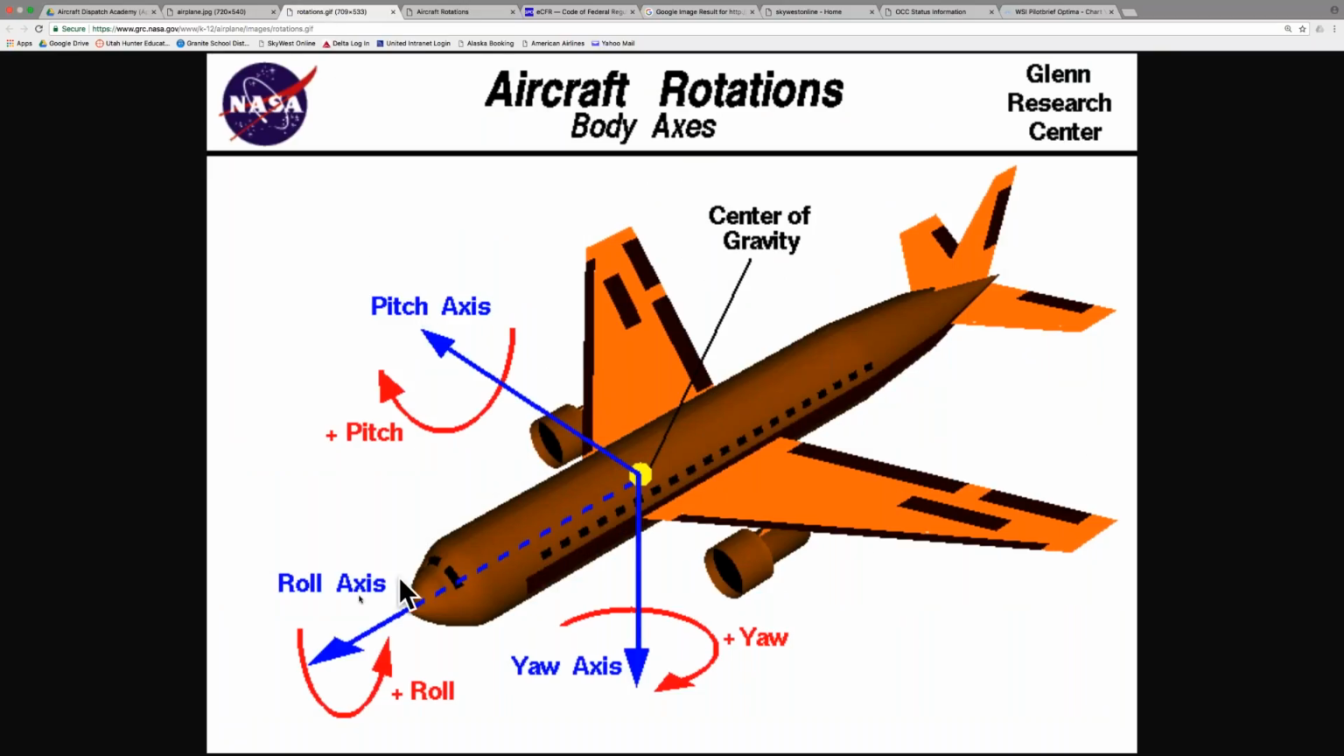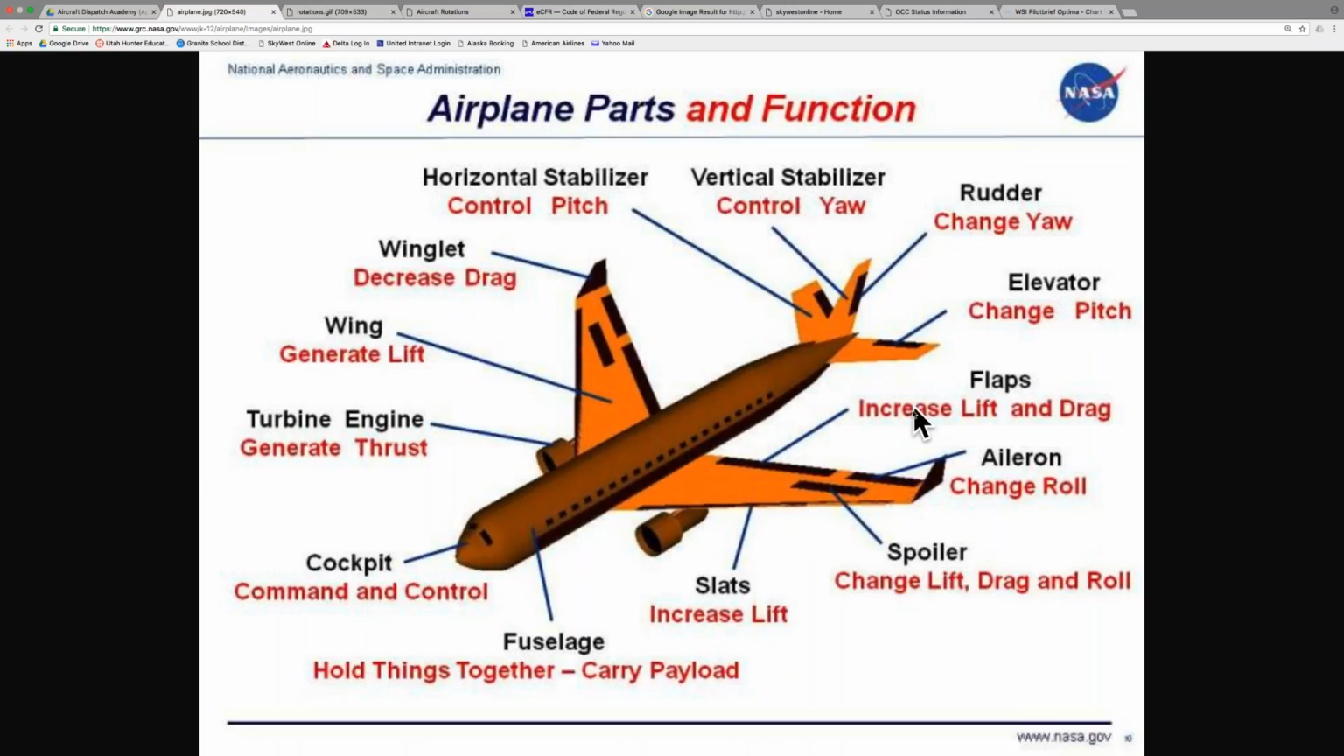Now when we talk about this roll axis, this is our lateral. So this is the roll. When we waggle our wings or when we initiate a turn, we start with a roll. And that roll is induced by this flight control we call an aileron. You'll have inboard and outboard ailerons.